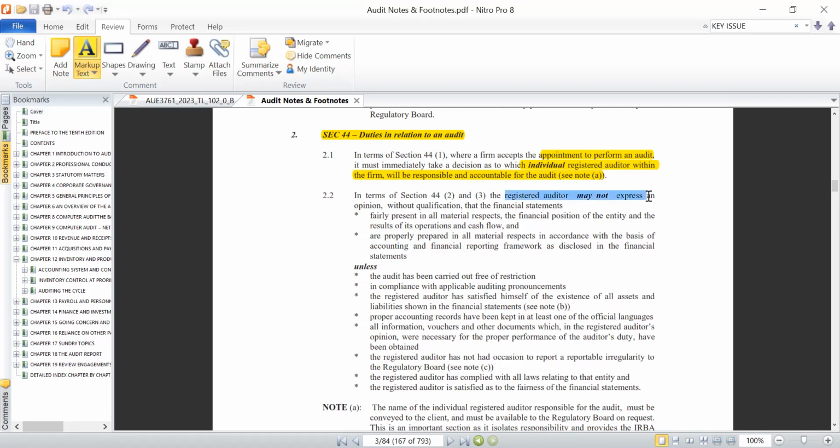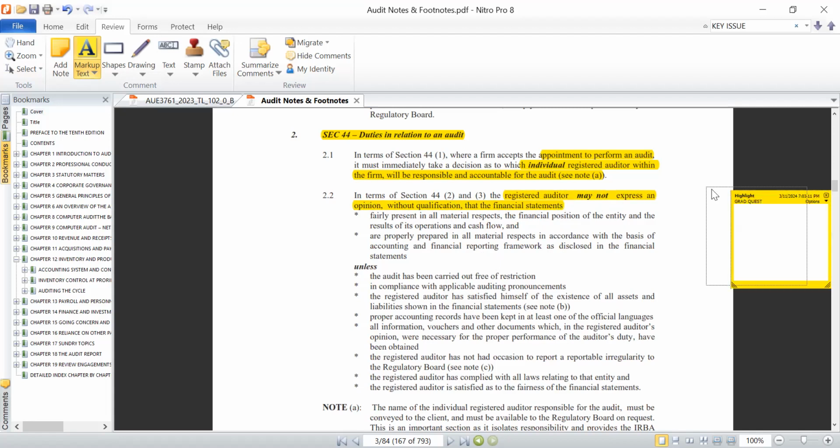Notice here, registered auditors may not express an opinion without qualification that the financial statements are fairly presented in all material respects, and are properly prepared in all material respects in accordance with the IFRS standards. So what are they saying there? We need to break down this information to make it more simplified and meaningful. They're simply saying that you cannot give out an audit opinion over financial statements unless you have clear grounds, unless you have conducted and gathered evidence.